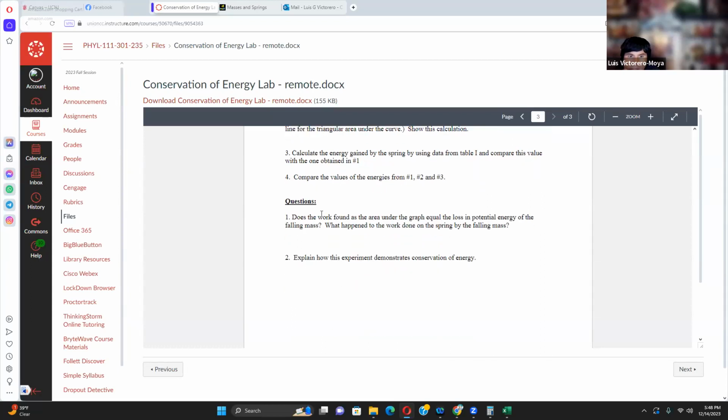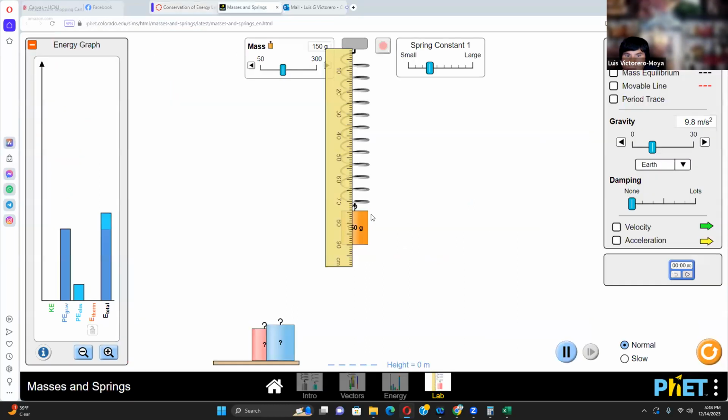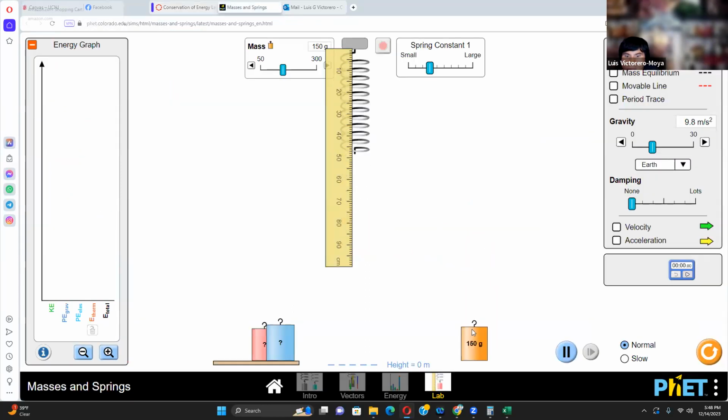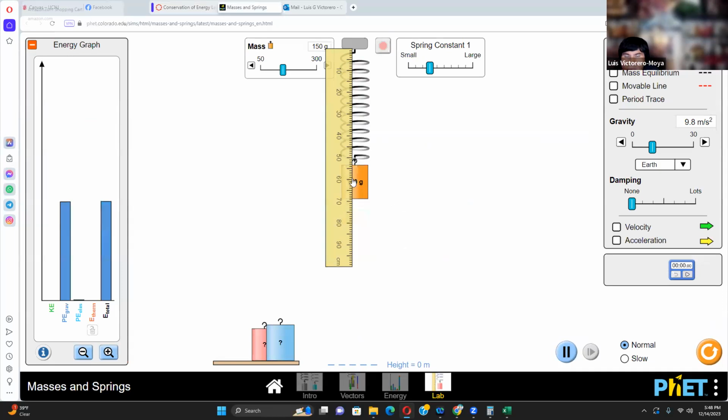And then you have to answer: does the work found as the area under the graph equal the loss in potential energy of the falling mass? Basically, you want to find the area and compare the area values with the formula 1/2 kx squared. Remember that as the mass is dropped, the potential energy is converted into something, right? So the mass is moving. That's how you will answer those questions.